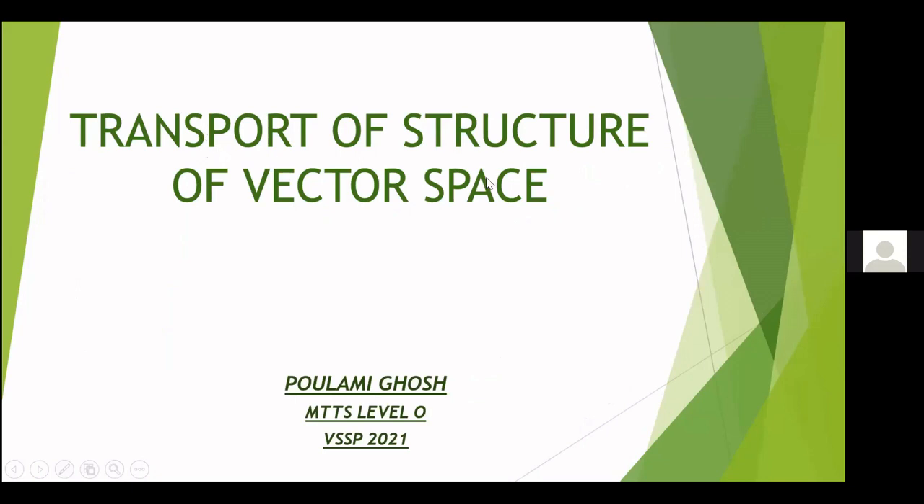My topic is transport of structure of vector spaces. What is my aim of doing this? If X is any infinite set you have, then can we give it a vector space structure? This is my aim, to see whether it is possible or not.